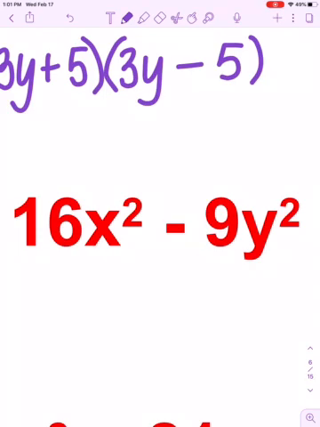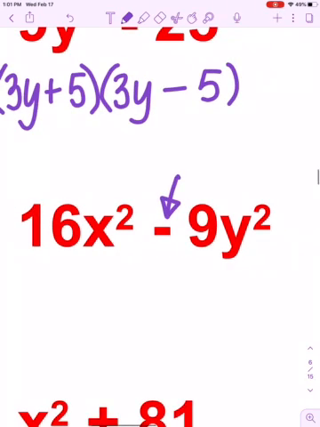16 and 9 don't have any common factors either. But 16x squared is a perfect square. 9y squared is a perfect square, and there's that subtraction in the middle. So two sets of parentheses.